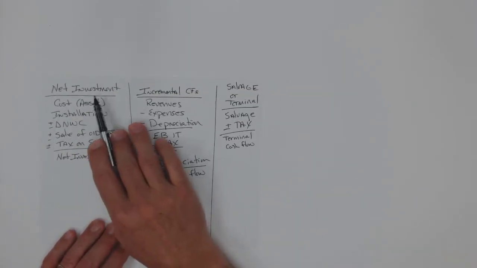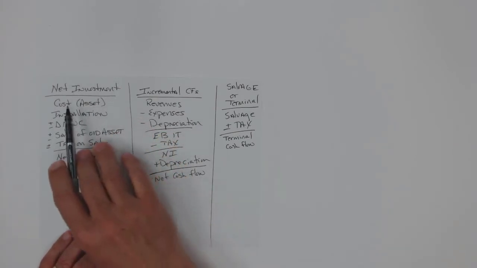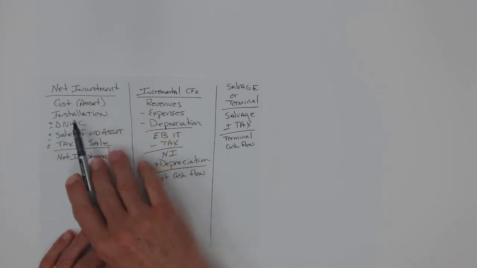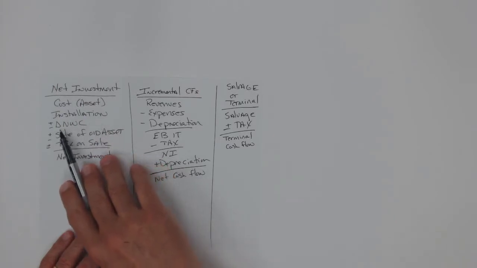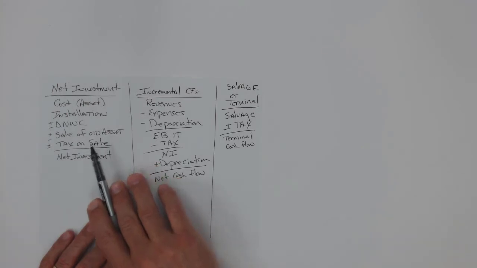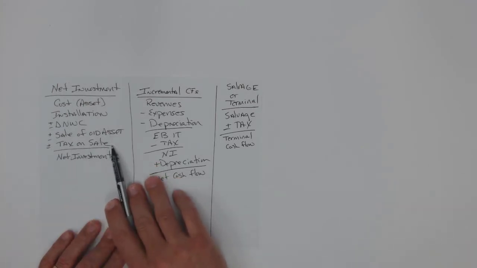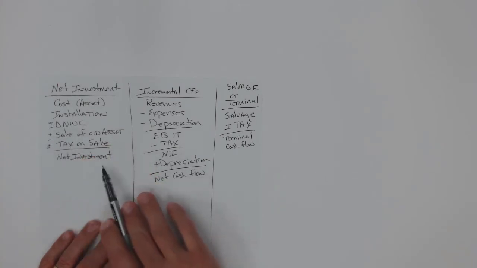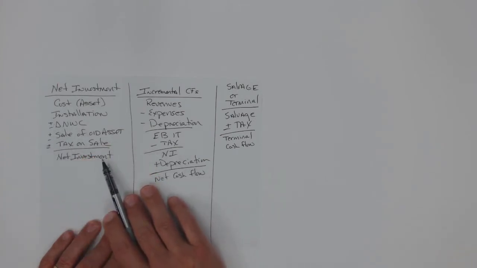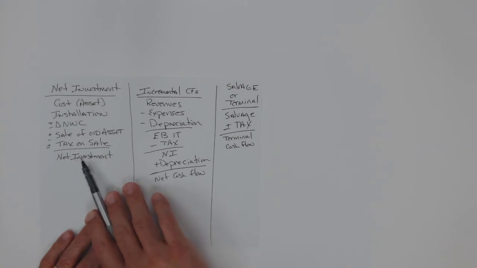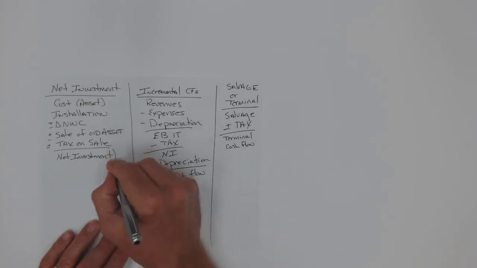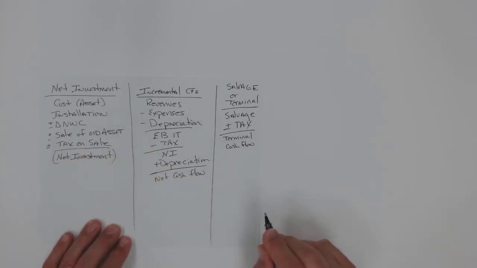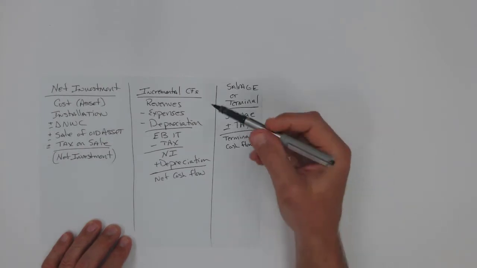We need to look at the net investment. This would be the cash flow at year zero, and that would include cost of assets, installation of the asset, change in net working capital, sale of any old asset if it's a replacement, tax on the sale, all of those added, and you can see plus or minus. We just have to evaluate whether it's going to be a positive or a negative cash flow, and the net investment would always be an outflow, our expenditure.